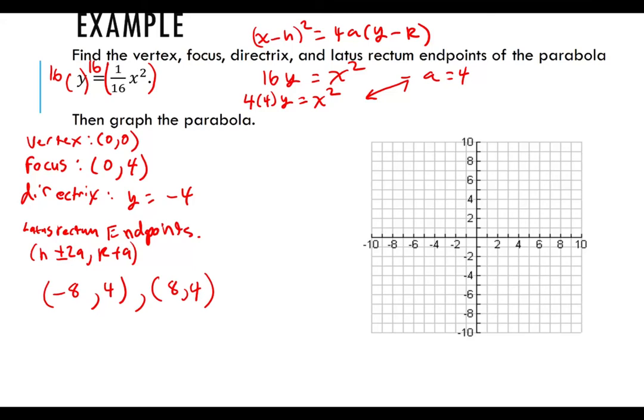Unless we are asked, I'm not going to graph the focus, the directrix, or the latus rectum. I'm only going to use the endpoints of the latus rectum because those are points on the parabola. The vertex is a point on the parabola. And so we can graph the vertex and the endpoints of the latus rectum: (8, 4), (negative 8, 4). And I claim that if I can connect the dots properly, this is a sketch of our parabola.